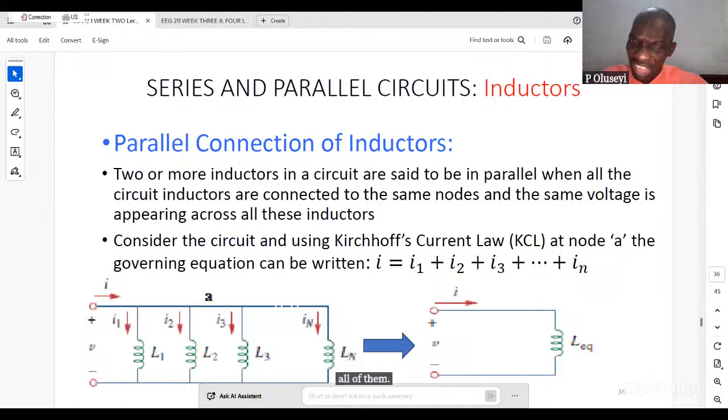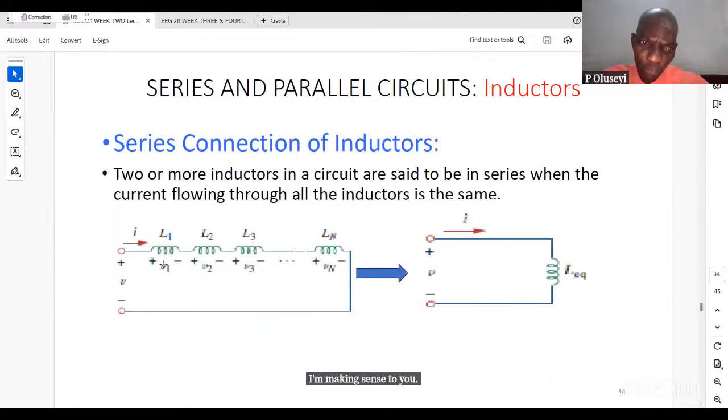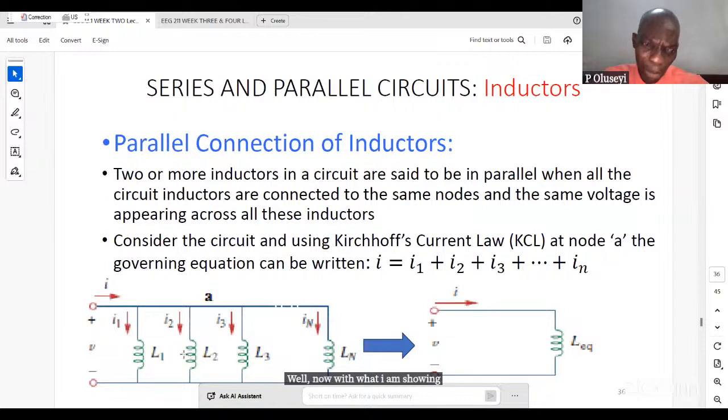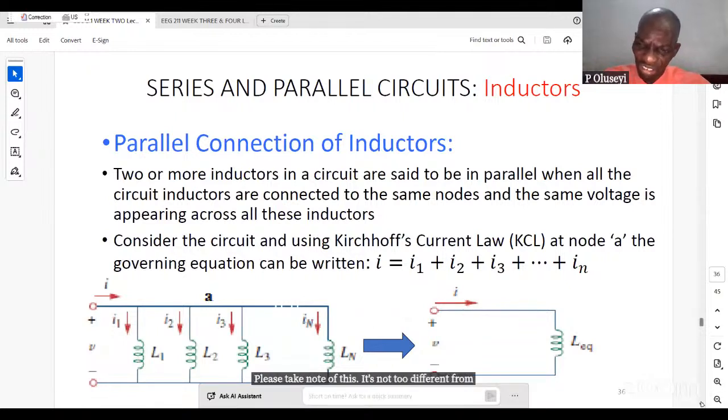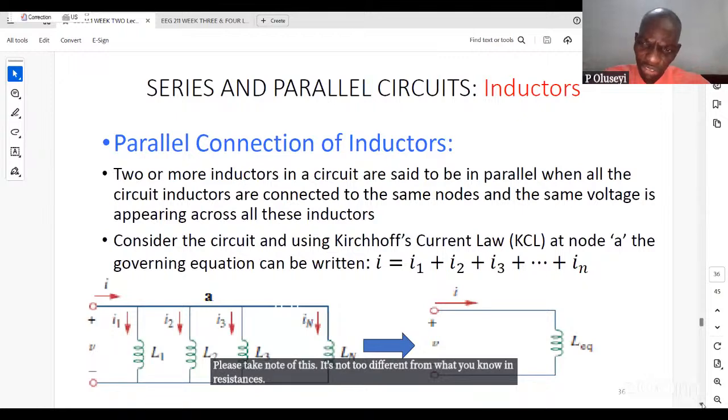I hope I am making sense to you. Let me show you for series. The voltage is the one that is divided across each inductor; you can see V1, V2, V3. But with parallel, it is the current that is being split or shared among the various branches, where the voltage is now equal for all of them. Please take note of this. It's not too different from what you know in resistance connections.